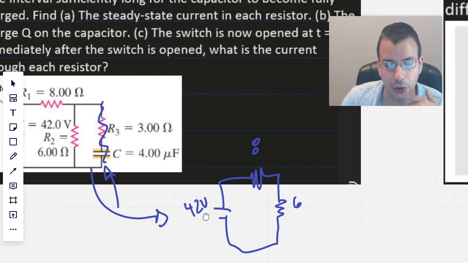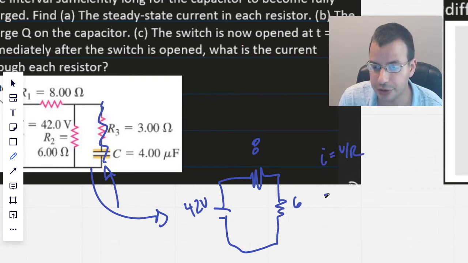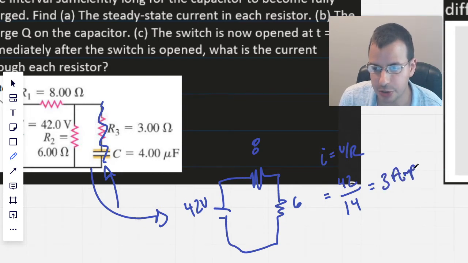Now we're going to look at total current. I equals V over R, or V equals IR. V is 42. Resistance, adding these two together, is 14. And that gives 3. Therefore, that equals 3 amps. So we have 3 amps total.